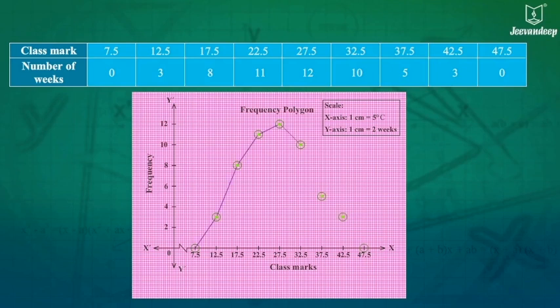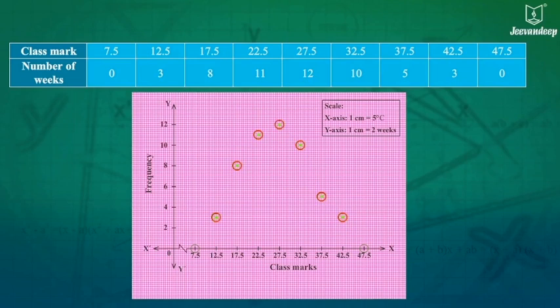Join all the successive points, including the two additional extreme points, by straight lines. The closed figure so obtained is the frequency polygon for the given data. If all the successive points, including the two additional extreme points, are joined by smooth freehand curves, the closed figure so obtained is called a frequency curve.